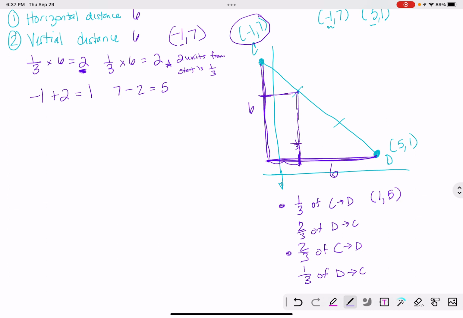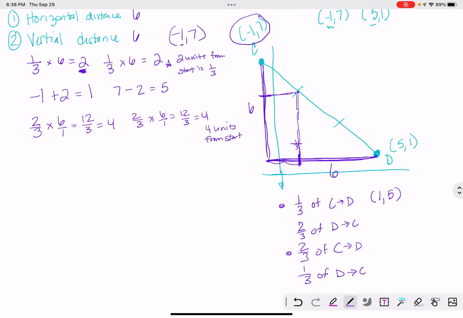Now let's find that 2/3 of CD. Okay, the same way. So we're going to take 2/3 times 6. Remember, we could put that over 1. We get 12 over 3, which equals 4. And then luckily, once again, they're the same numbers. Okay, so this is telling me that 2/3 away would be 4 units from start. Okay, it would be 4 units from the start point.